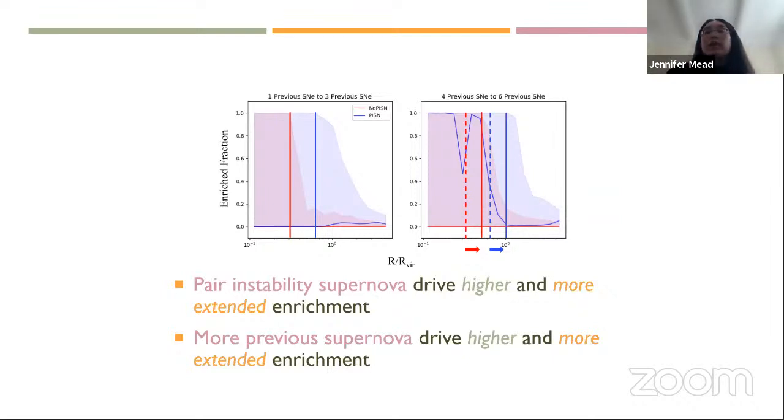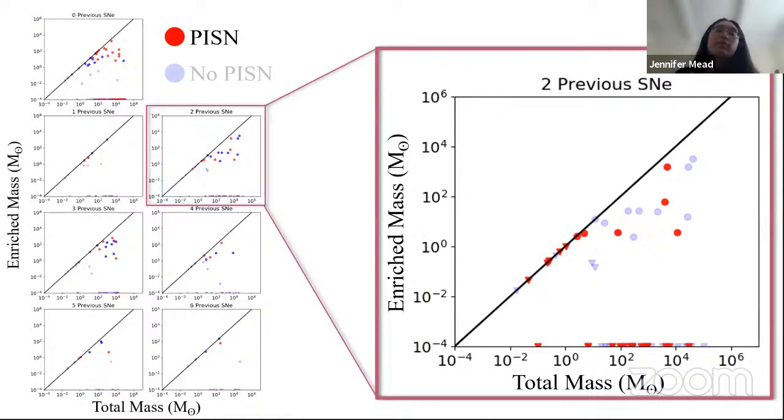Now, the enriched fraction is great and all, but that doesn't actually tell you about the amount of gas that you have available for POP2 star formation. So the next thing that we wanted to look at was the total amount of enriched gas versus the total gas mass of the halo. So what you're seeing in the zoom in on the right is in red our pair instability halos in our pair instability run, in this case for the 2 previous supernova case. In blue, we have our no pair instability run. Our circles simply represent halos that have more than 1 solar mass of enriched gas. The triangles are halos that have less than 1 solar mass of enriched gas. And this is just where we expect to maybe be able to form a POP2 star.